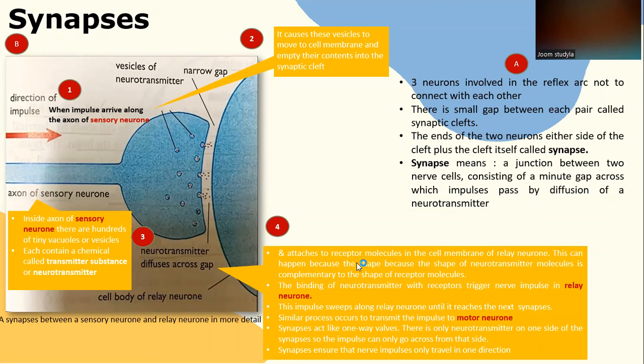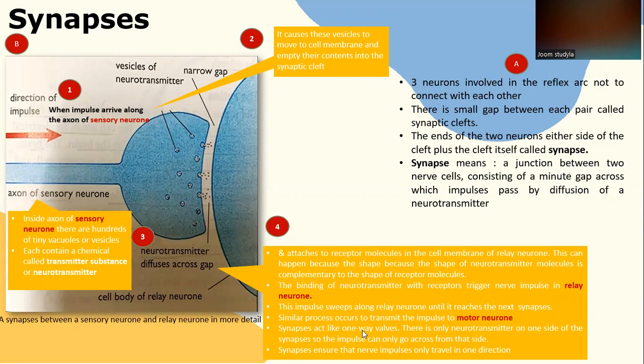which attaches to a receptor molecule in the cell membrane of the relay neuron. This can happen because the shape of the neurotransmitter molecule is complementary to the shape of the receptor molecule. And then the binding of the neurotransmitter with the receptor triggers a nerve impulse in the relay neuron. So this impulse sweeps along the relay neuron until it reaches the next synapse. And a similar process occurs to transmit the impulse to the motor neuron.